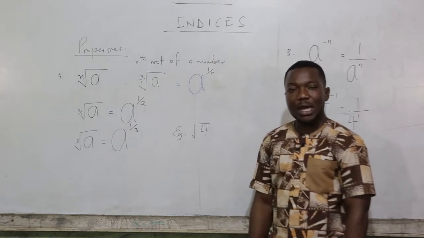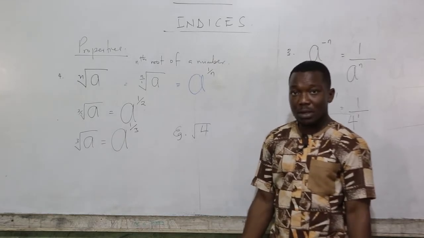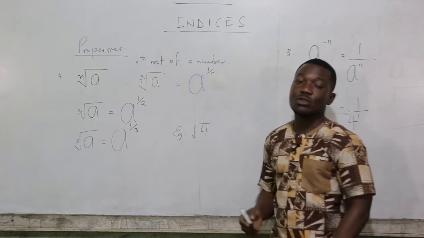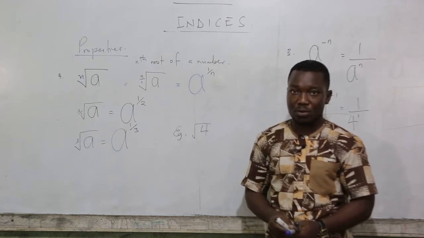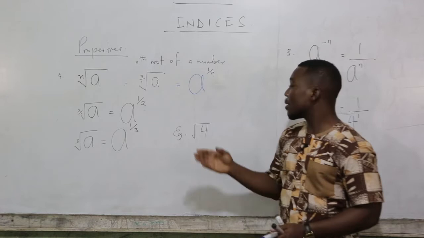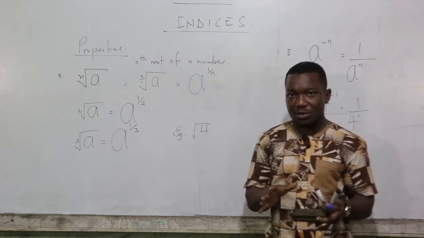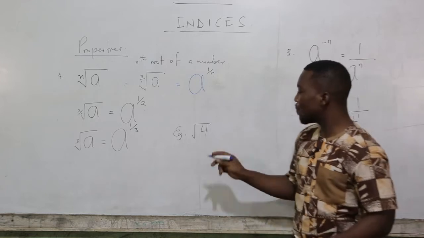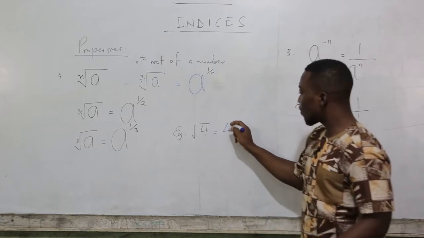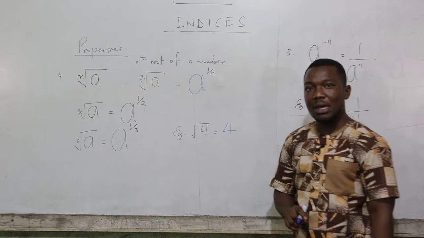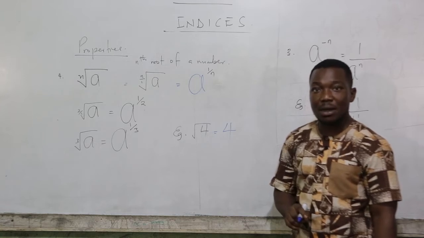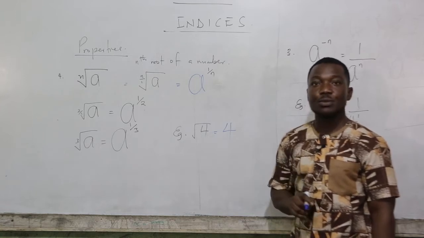Square root of 4. We are using indices to prove. Now, for most students, I know the square root of 4 is very easy for you. And what's the answer? The square root of 4 is 2. Now, we would like to use indices to solve this question. The square root of a number is the same as the number raised to the power. Square is 2, so it's going to be half.